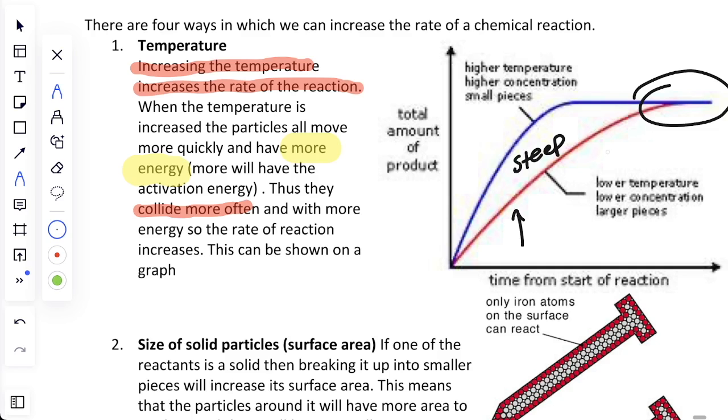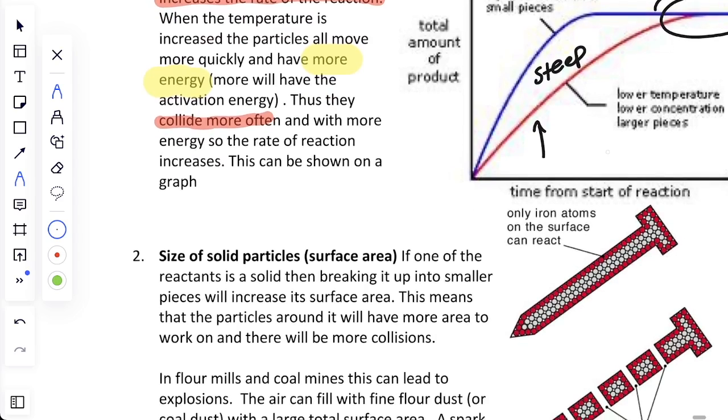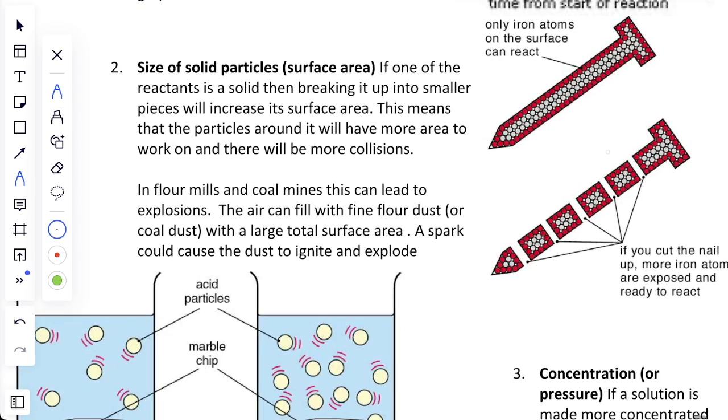Now let's move on to the next factor. The next factor talks about the size of solid particles. The main thing here is the surface area, and how surface area affects the chemical reaction. If one of the reactants is a solid, then breaking it up into smaller pieces will increase its surface area. Surface area in simple words is having a big part of area. A solid is this much. If I crush it, it has a big surface area. If it has a big surface area, that means particles will have a higher chance to collide with each other. They have more area to work on for more collisions.